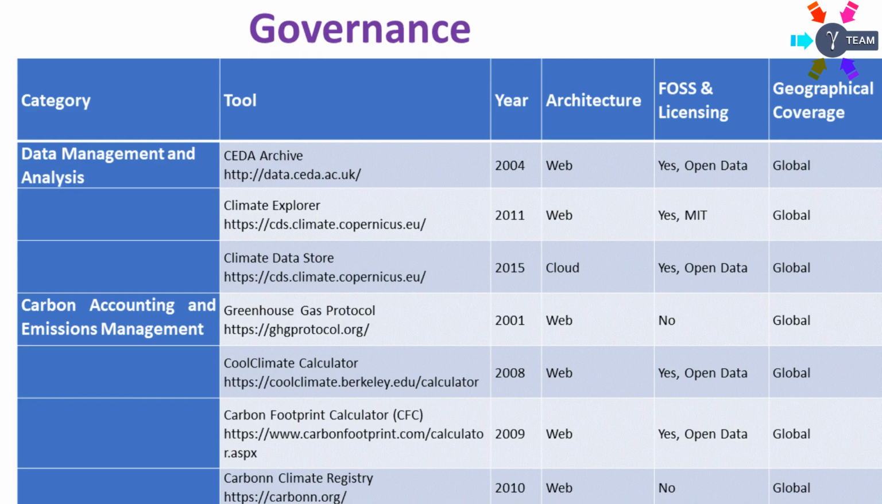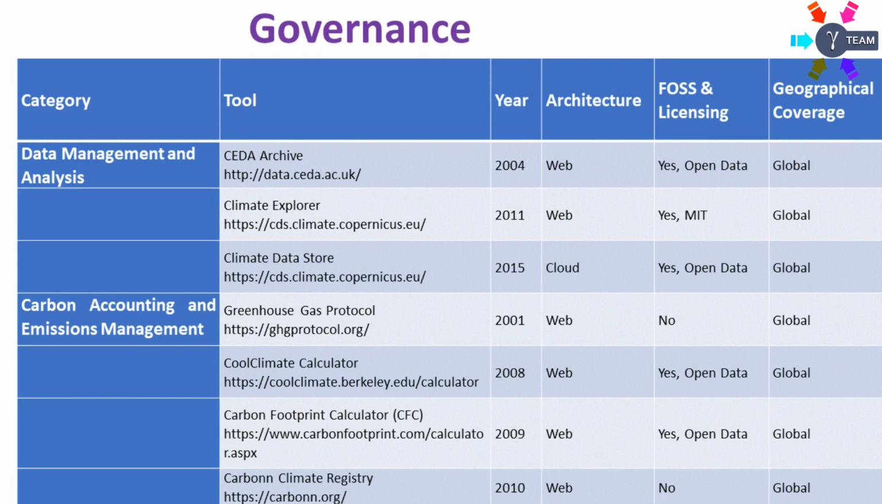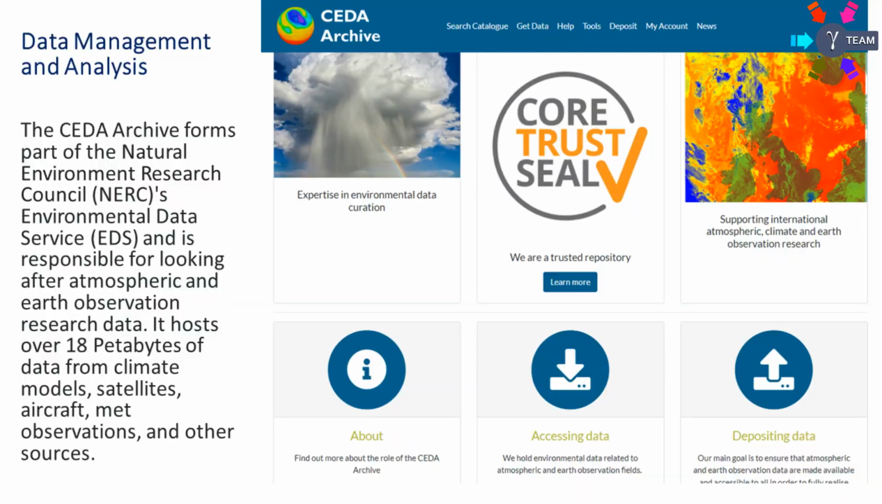So when we see the governance, it can be divided into two parts. One is the data management and analysis. It has several tools like CEDA architecture. I will explain what is that. And the Climate Explorer, Climate Data Store. And there, you can see these items in the links we have provided. And in the carbon accounting and emissions management, there are greenhouse gas protocol, cool climate calculator, carbon footprint calculator, and carbon climate registry. So let's see the CEDA architecture.